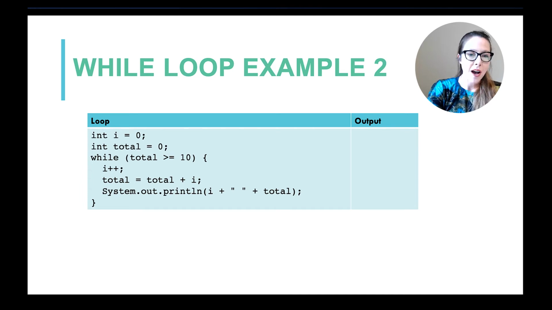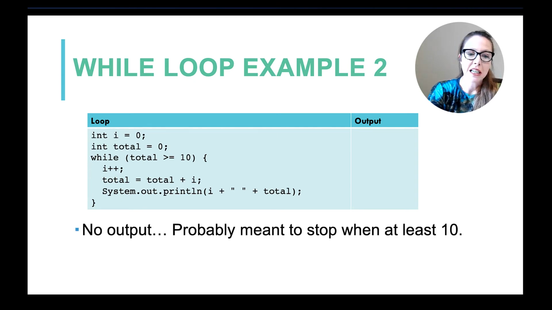This will have no output because when we first arrive at this while loop, total is equal to 0. 0 is not greater than or equal to 10, so it immediately evaluates to false, and none of the statements in that loop structure will be executed. So the condition returns false and we exit. There's no output. And this was probably meant to stop when we received at least 10.